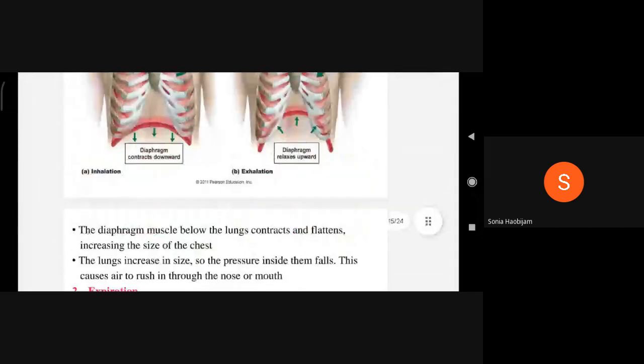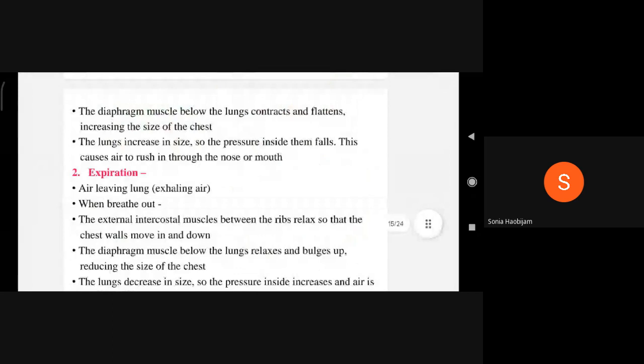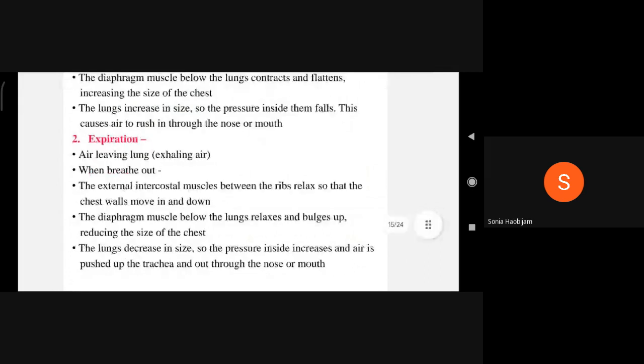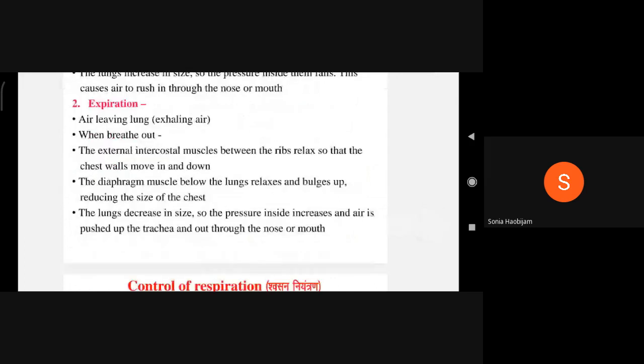Next, the diaphragm muscle below the lungs contracts and flattens, increasing the size of the chest. In case of inhaling, the lungs increase in size, so the pressure inside them falls. This causes air to rush in through the nose or mouth. Now, expiration, or exhaling the air. The air is leaving the lung.